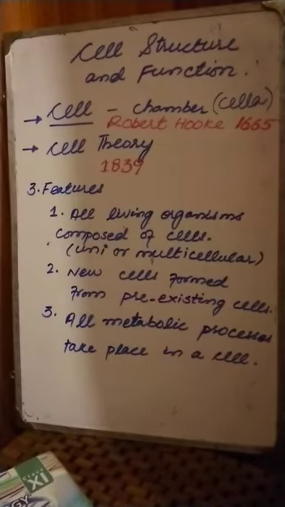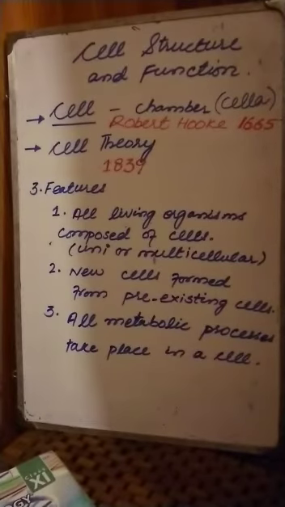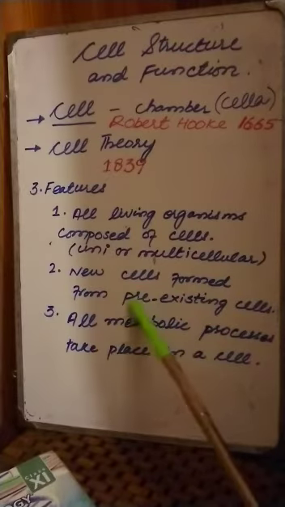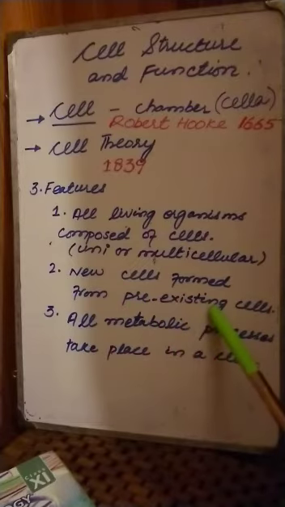There are three basic features of cell theory, and these are: all living organisms are composed of cells. Whether these living organisms are unicellular or multicellular, they are made up of cells. Second feature is new cells are formed from pre-existing cells. It means pre-existing cells were already there. Through the process of cell division, those pre-existing cells divided and new cells were formed.